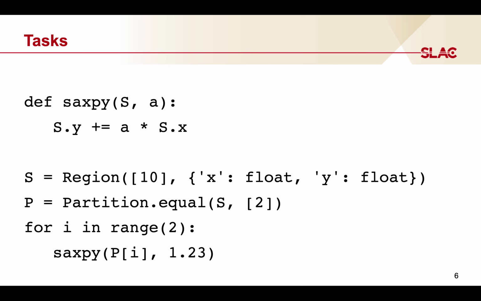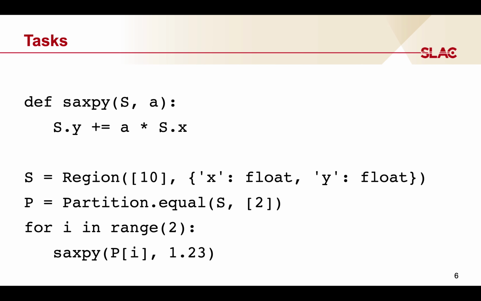And then because we've partitioned the data, we're going to run Saxby on each of the pieces of that data. And this is actually a valid program. It's actually not a parallel program, it's a sequential program because we haven't added any tasks yet, but it is a valid program. Now, how do you add parallelism?